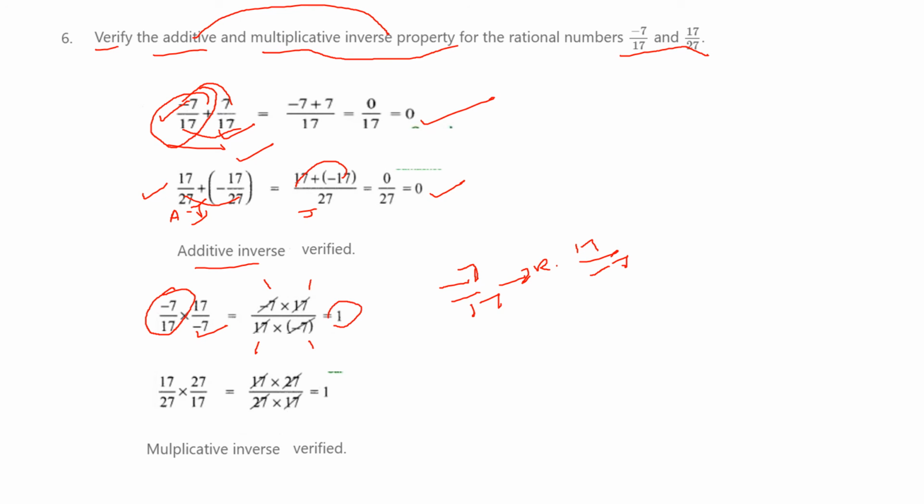Therefore the multiplicative inverse means whatever the rational number given, we have to write the multiplicative inverse or reciprocal of that number. If we multiply both, if we get 1, that multiplicative inverse verified. So first one verified. Second one, 17 by 27, reciprocal of this number is 27 by 17. Here also cancel with the 27, cancel one time, 17 also one time. So here also we get 1 only. Therefore multiplicative inverse verified.